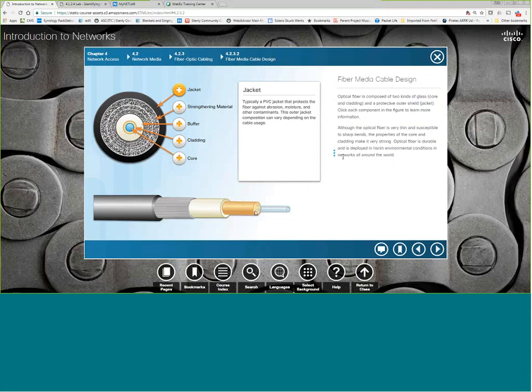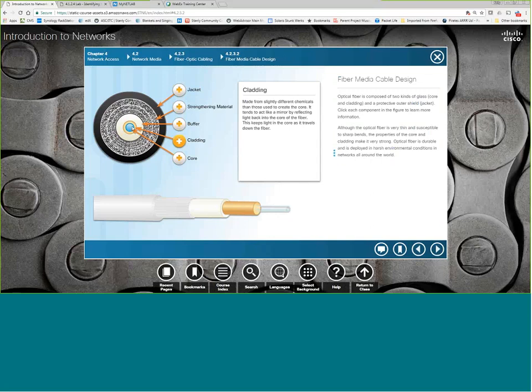Here is what fiber looks like. You've got a glass core. There used to be some cores that were made out of plastic, but now everything's glass. You've got a cladding on the outside, which is slightly different from the core, and what it tries to do is keep the signal in the core. The core is usually no more than about the width of a human hair or less.